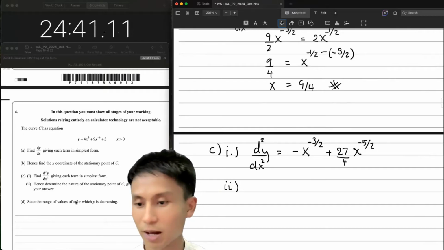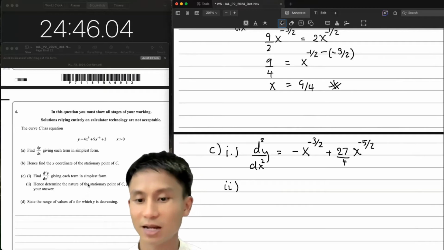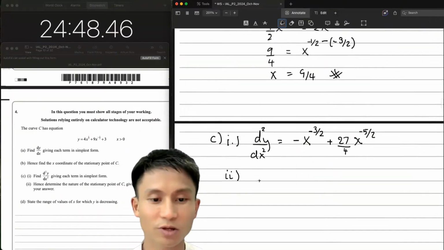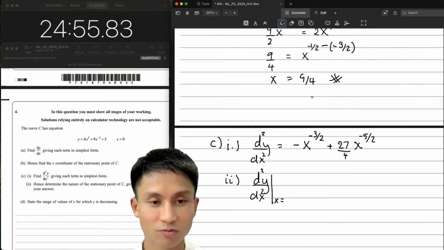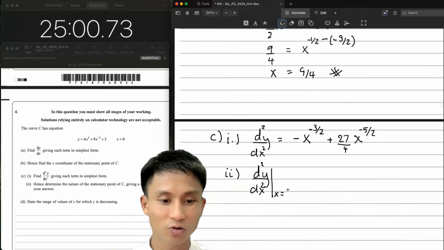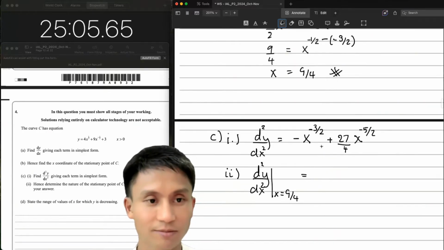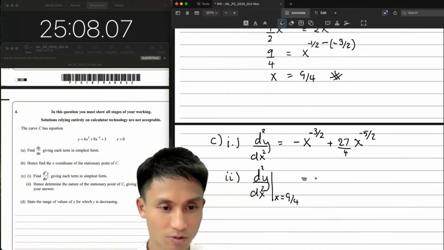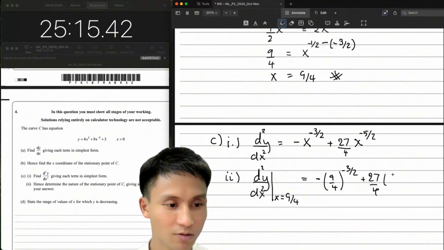Okay, so the second part: hence determine the nature of the stationary point of C, giving a reason for your answer. So this is how you write the notation if you want to do it. You sub x equals the previous answer here. We're going to sub the x-coordinate into the second derivative function there and see what we get. I'm just going to write down the substitution here first. But that can be tricky when you put it in a calculator.